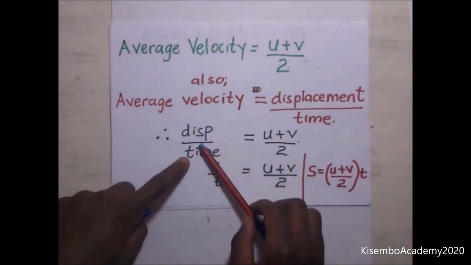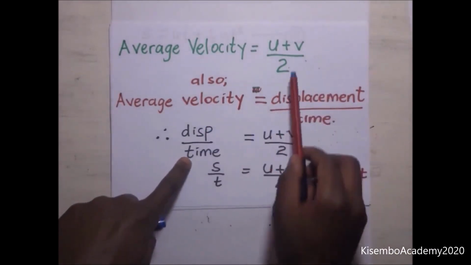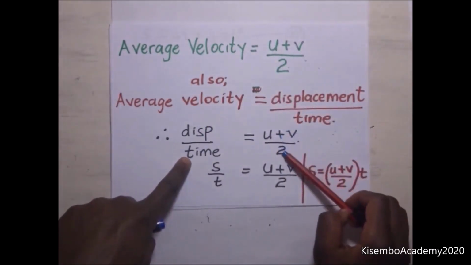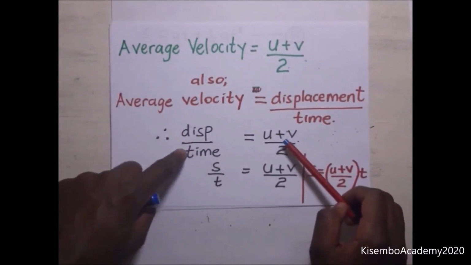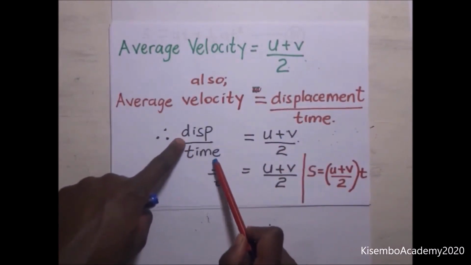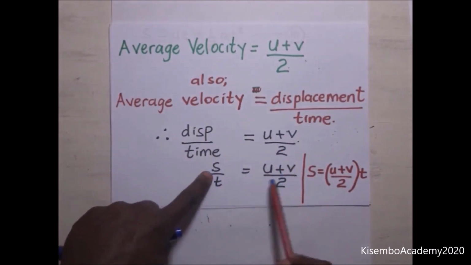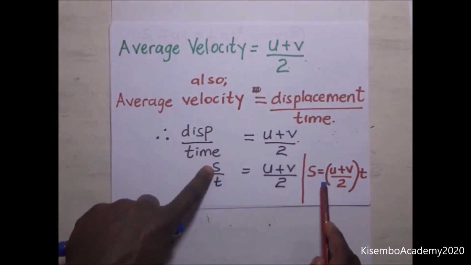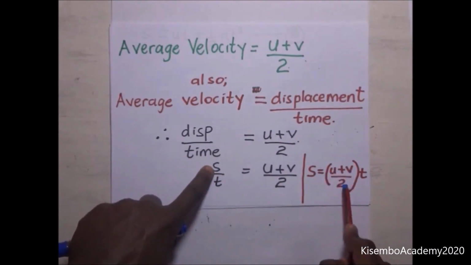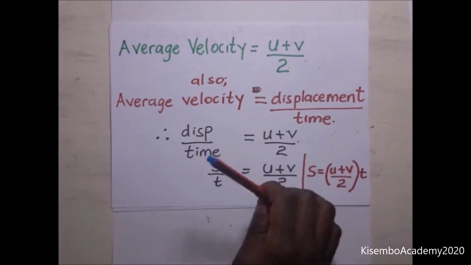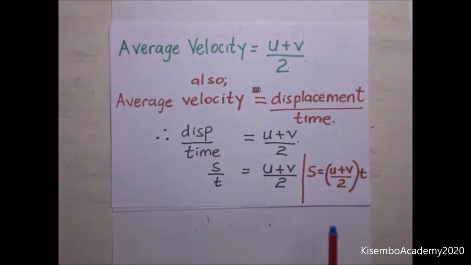So that's how we end up with displacement over time is equal to average velocity, which is u plus v over 2. So displacement, denoted by s, divided by time, is equal to u plus v over 2. Then when we make s the subject of the formula, we end up with s is equal to u plus v over 2, times t. And this is another way we can find our second equation of motion.